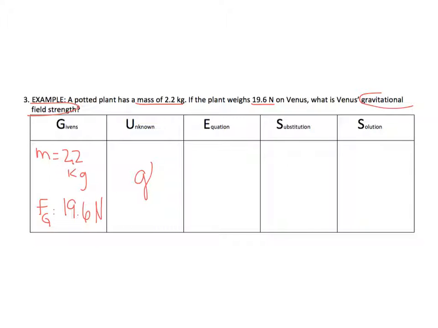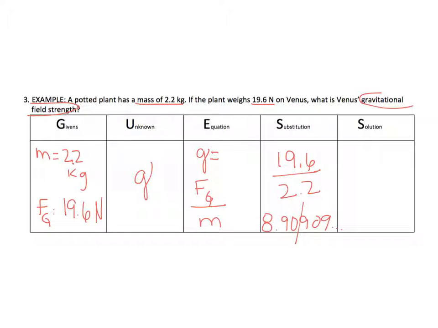Our equation then, because we're looking for the gravitational field strength, is the force of gravity divided by mass. So we have 19.6 divided by 2.2, and again that gives us a really long number, 8.90909... And we want to cut it off at 2 places past the decimal. So we end up with 8.91 newtons per kilogram as our answer.